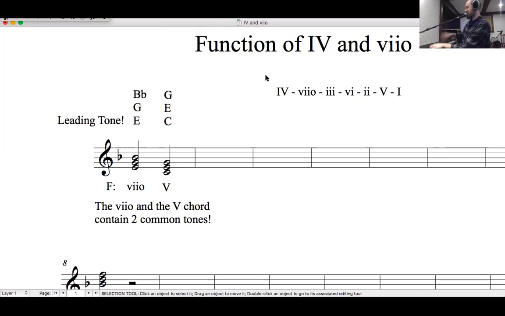So if we think about F major, we talk all about that 5 chord because we can hear that the 5 chord wants to resolve to 1 really prominently, right?